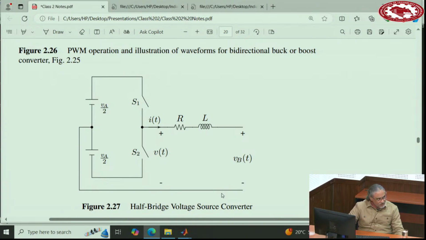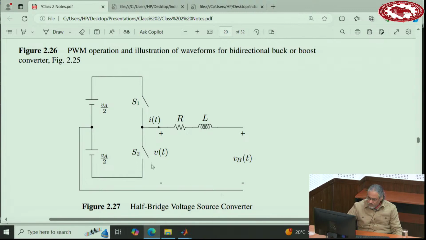The reason we do this is because the bidirectional converter that we just discussed, buck and boost, still requires VA and VB both to be positive. So that converter we cannot operate as an inverter. In an inverter, we need to change VB to plus and minus in order to be able to generate an AC signal. So this is the easiest arrangement that you can use to generate a bidirectional voltage.